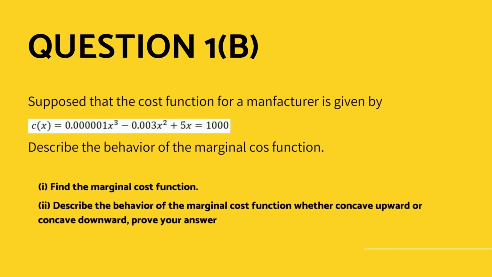Next is question 1b. Suppose that the cost function of a manufacturer is given by the following; describe the behavior of the marginal cost function. First, we need to find the marginal cost function and describe its behavior, whether concave upward or concave downward. Prove your answer. So this question is about marginal cost and interpretation.